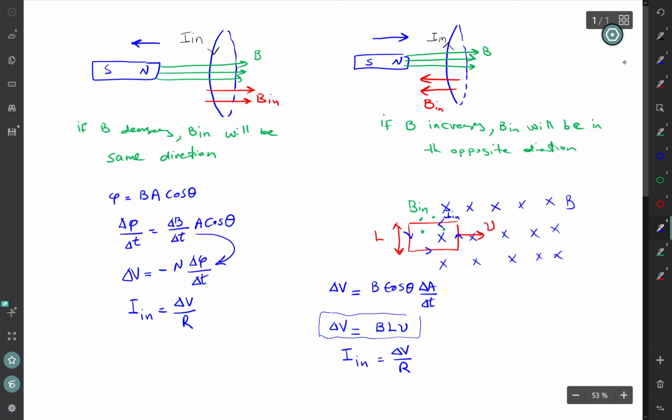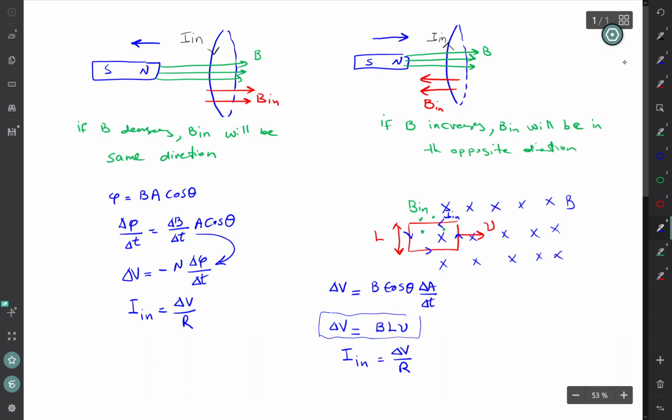Remembering that when you're entering the field, your B induced wants to oppose the increase of B, so it will be in the opposite direction. But when the loop is exiting the magnetic field, the field is actually decreasing, so B induced would be going into the page. So your current will be going clockwise. We talk about that in the exam prep session.